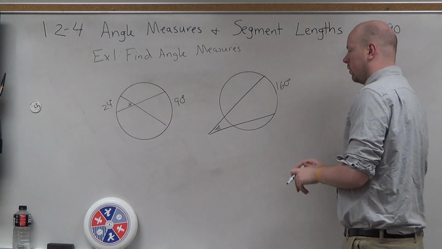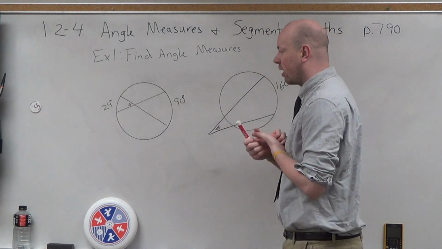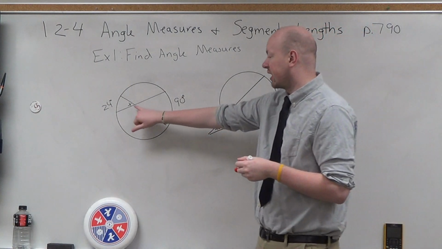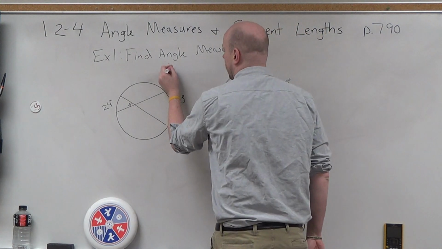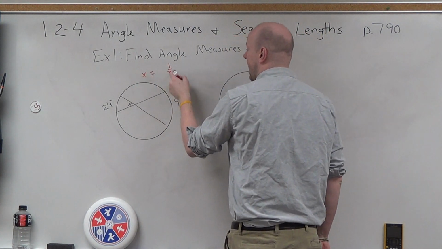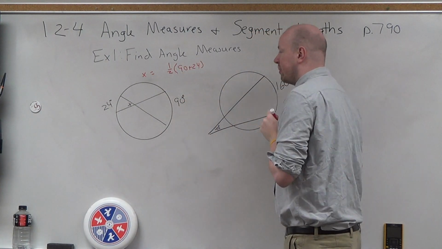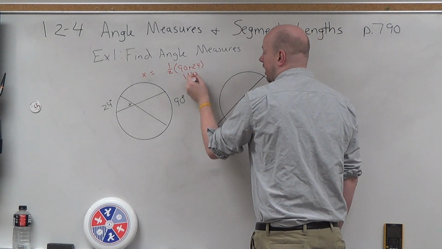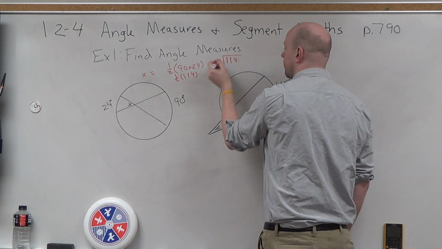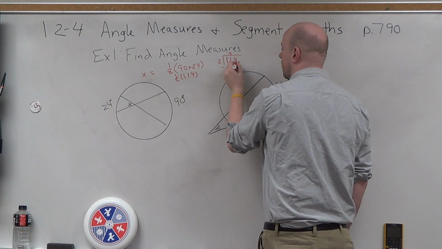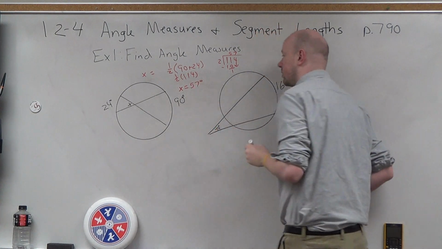So, we can first look at our first one. In this one, I need to look at where my intersection is taking place. In this case, my intersection is on the inside. So now it's going to be half the sum. So I get x equals 1/2 the sum, so 90 plus 24. 90 plus 24 would be 114. So I get 114 times 1/2. So let's see, 114 divided by 2 would be 57. So x equals 57 degrees.